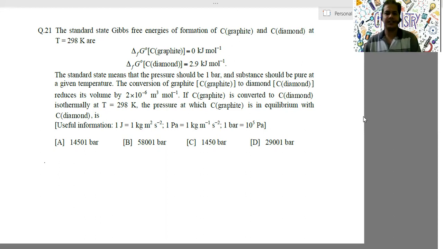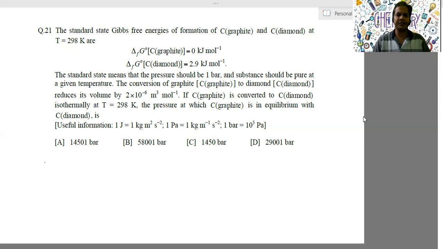Okay, so I have shared the question on your screen. It is regarding the conversion of graphite to diamond. Given data is the standard Gibbs free energy of formation of graphite and diamond. Gibbs free energy of formation of graphite is 0 because graphite is the standard state, and in the standard state, the standard Gibbs energy of formation, standard enthalpy of formation, etc. is taken as 0. At standard state, pressure should be taken as 1 bar, and the substance should be in the pure state.